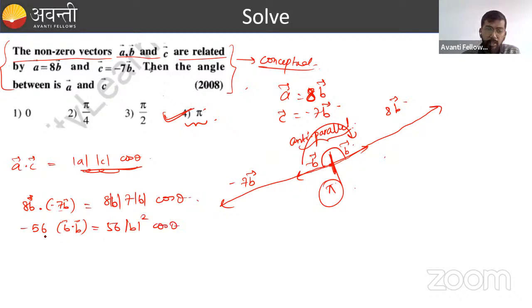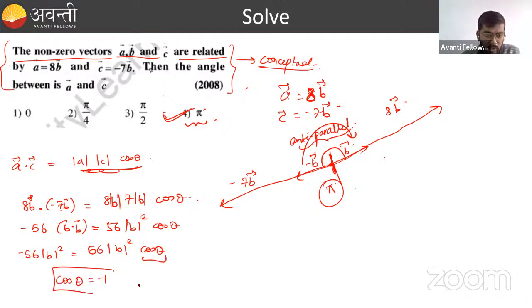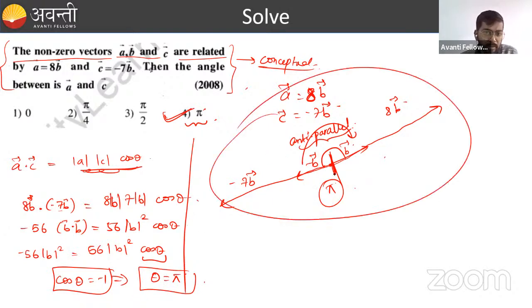Here it is minus 56 times b bar dot b bar, which is again mod of b square, and this equals 56 times mod of b square cos theta. So when you divide this, you get cos theta equals minus 1. So theta will again be pi from this as well. So you can use either method. This was very easy, you don't need to spend much time, and here the answer will be pi.